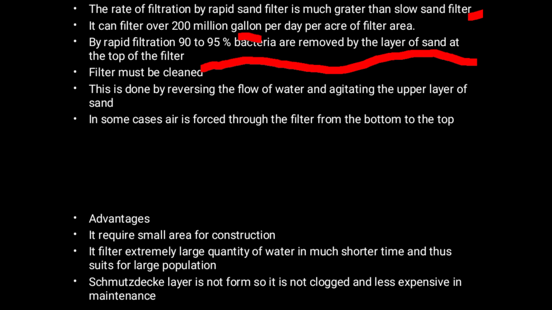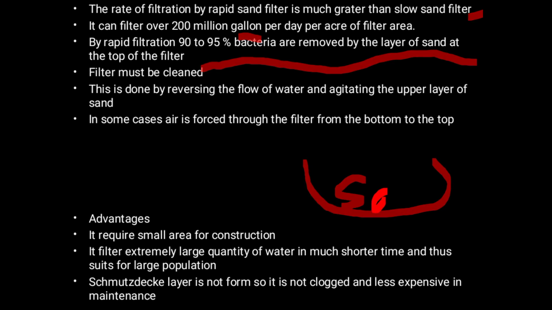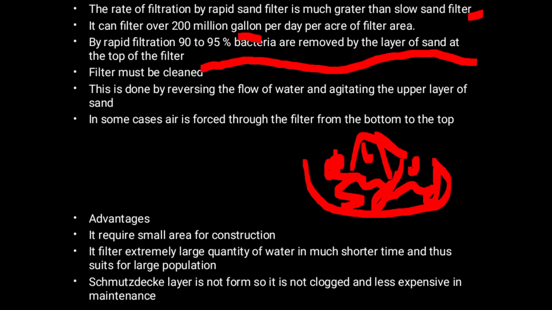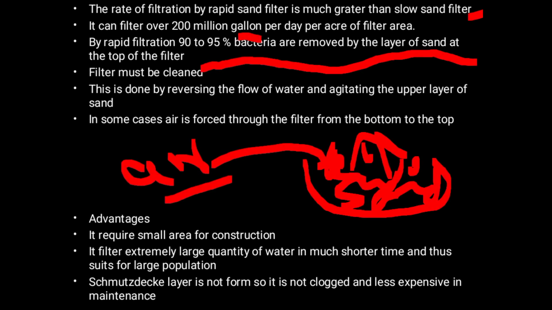Filter must be cleaned. This is done by reversing the flow of water and agitating the upper layer of the sand. What you should note, suppose they have sand, you agitate it by mixing. So by reversing the water, we can increase efficiency. In some cases, we do backwashing. Backwashing means that we pour the water through the filter from the bottom to the top. In some cases, by air.